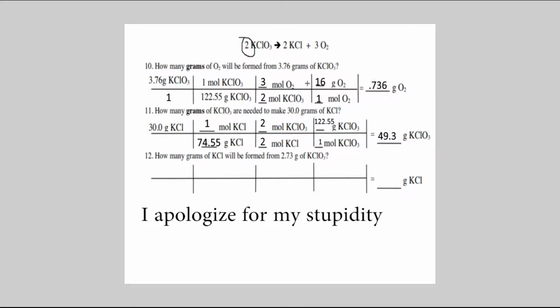Big fraction equations now. So, to start, we do the same thing as before. We look at the coefficients, then we look at the problem, which has 3.76 grams of KClO3, and we're looking for the number of grams that will turn into O2. So, we set up how we did before with what we're given over 1, and then we come down here to cancel out this. So we will cancel these out, and you go to the periodic table of elements and you look for this.